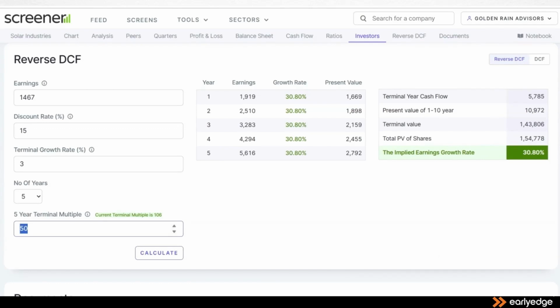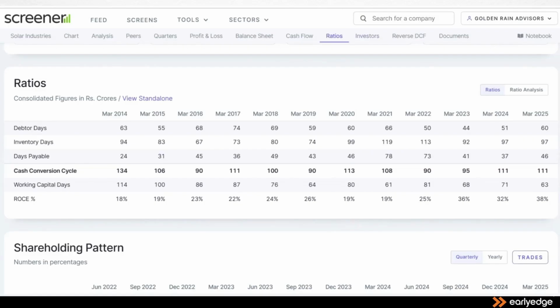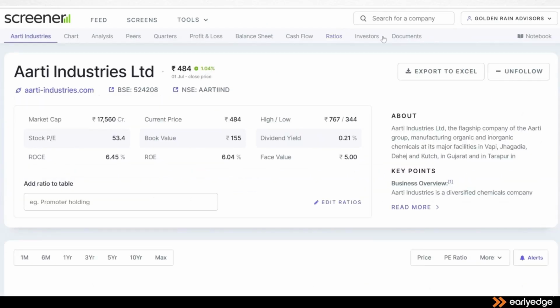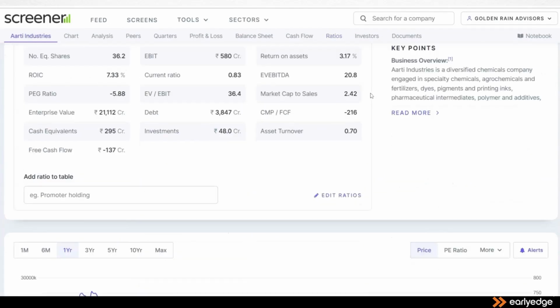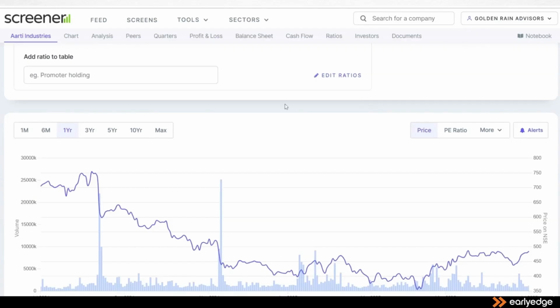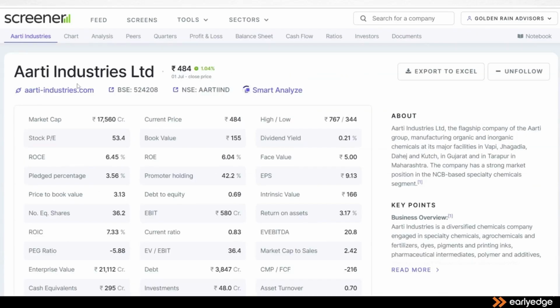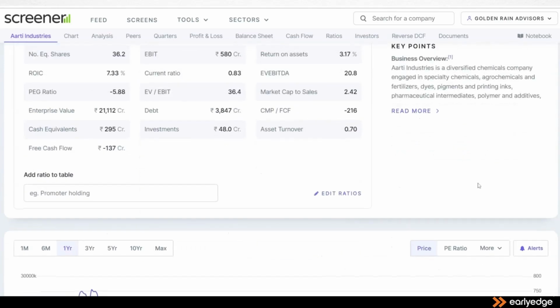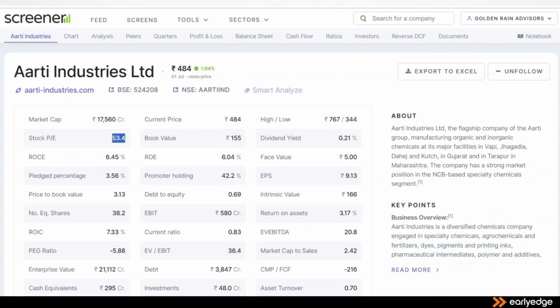With cyclicals, it becomes a little trickier. I'm going to show you the example of Aarti Industries. We all know chemicals, a cyclical sector, have gone through a phase of deep correction. This is the price chart of Aarti Industries. It's at 53 PE, but again, a lot of this is because the margins are compressed, which is leading to an inflated PE, and the market is expecting margins to go back to the mean, and that's why it's trading at a higher PE. So make that judgment call.